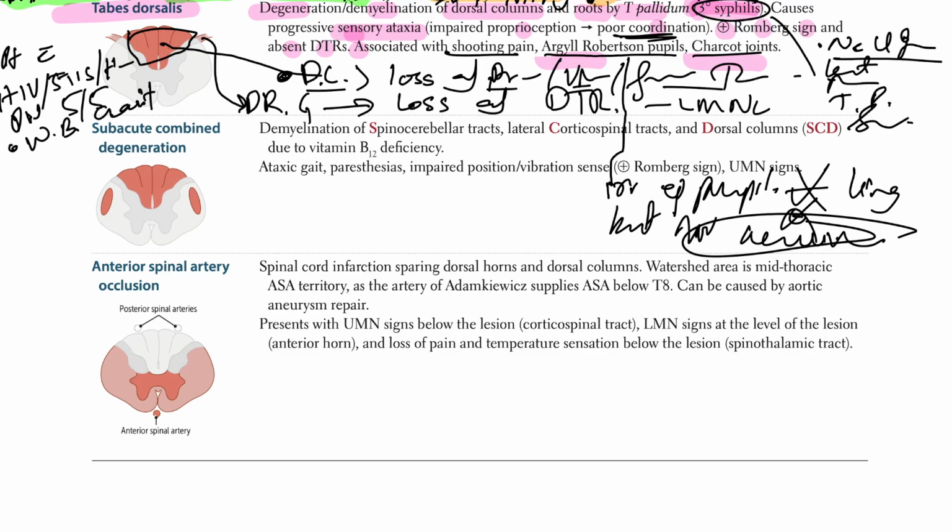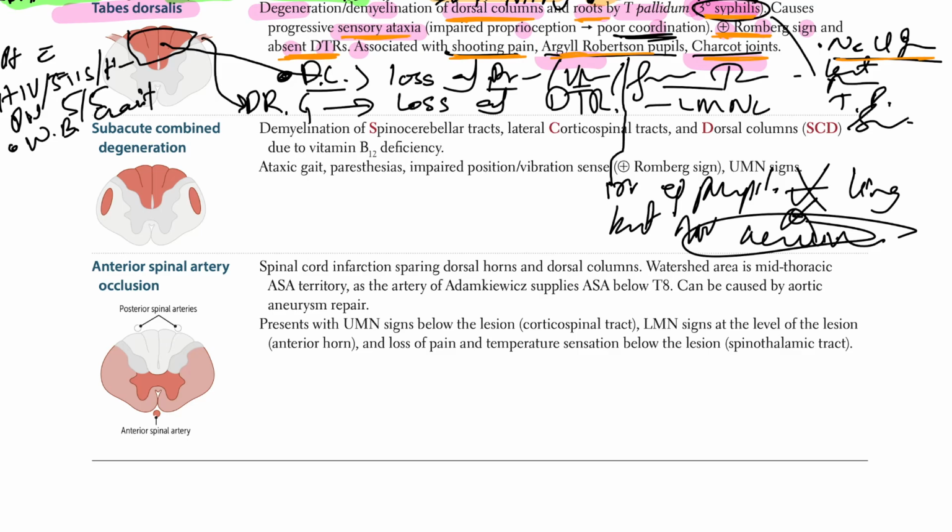So here, let's just review important details. Let's change color. So we're going to have our dorsal column that's going to be destroyed and roots are destroyed. When the dorsal column is destroyed, it's called sensory ataxia, and that's going to be positive Romberg. Okay, and when the roots are destroyed, it's called absent DTRs. And with the tertiary syphilis, there are the shooting pains, Argyll Robertson pupil, Charcot joints, and neurogenic urinary incontinence.